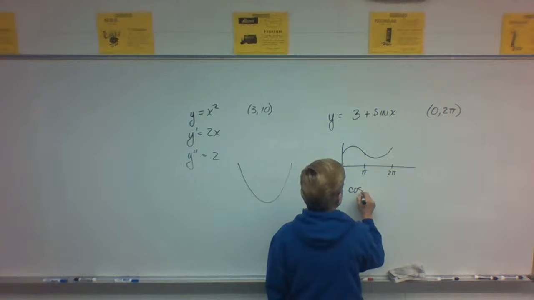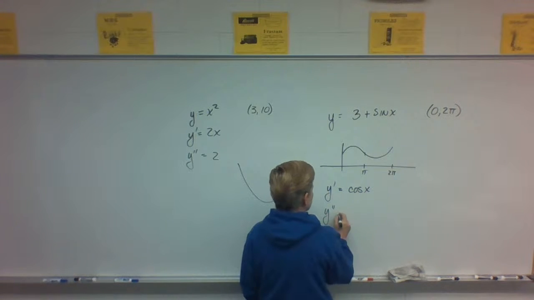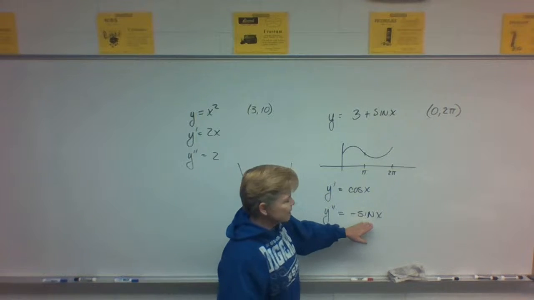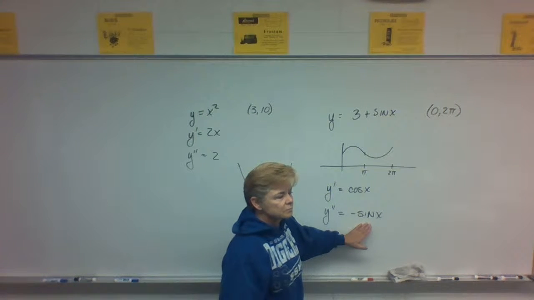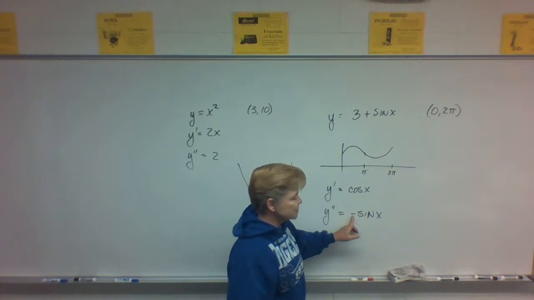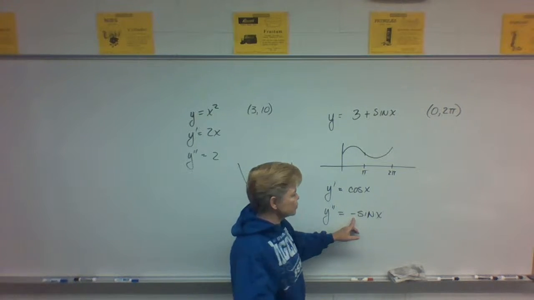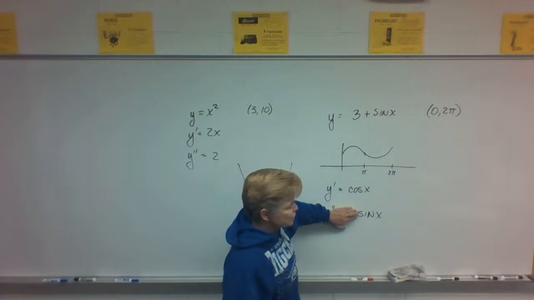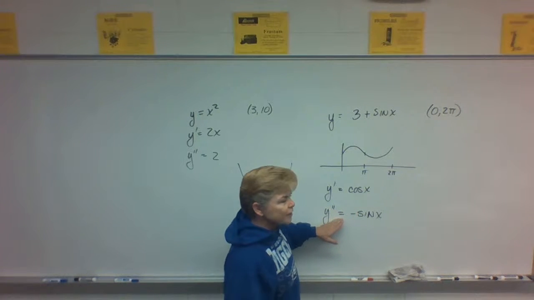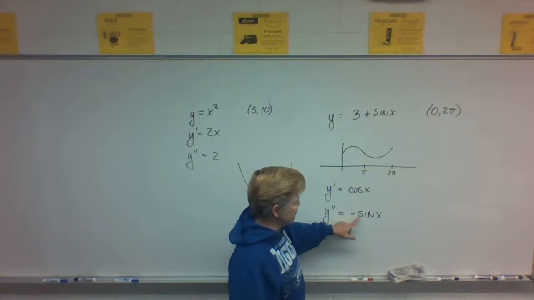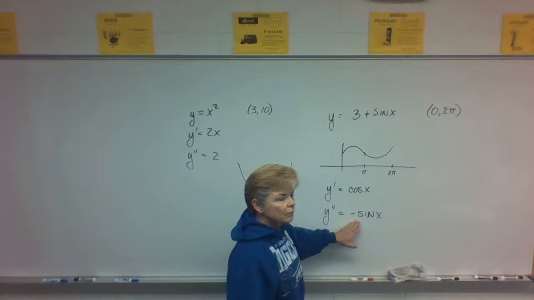Cosine x. What's the second derivative? Negative sine x. What quadrants is sine positive? First and third, but this is now negative. First and third? First and second? I thought I heard first and third. First and second. Sine is positive in first and second. So this particular derivative is negative in the first and second quadrant. And it's positive in the third and fourth.